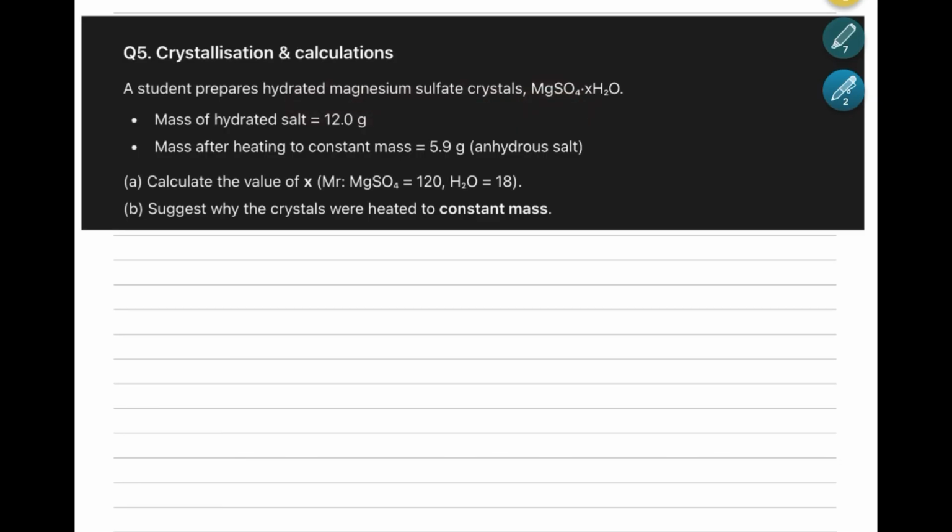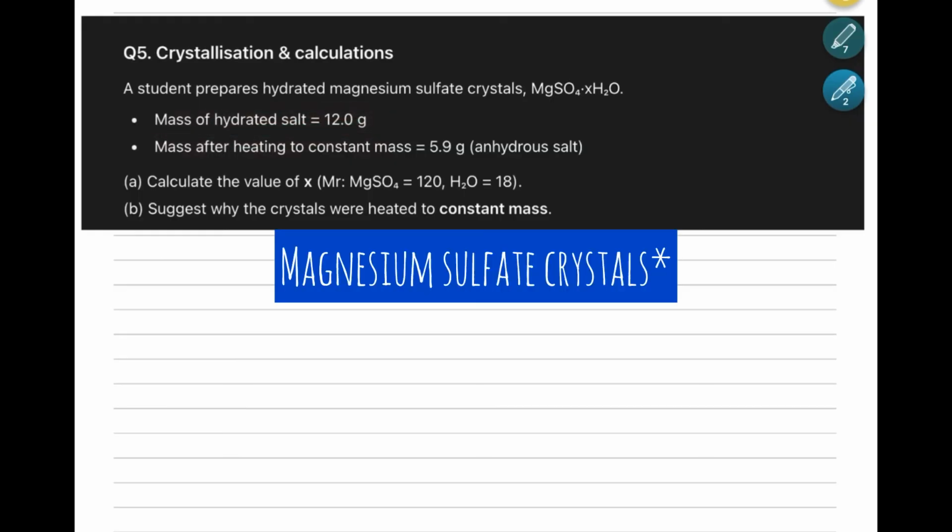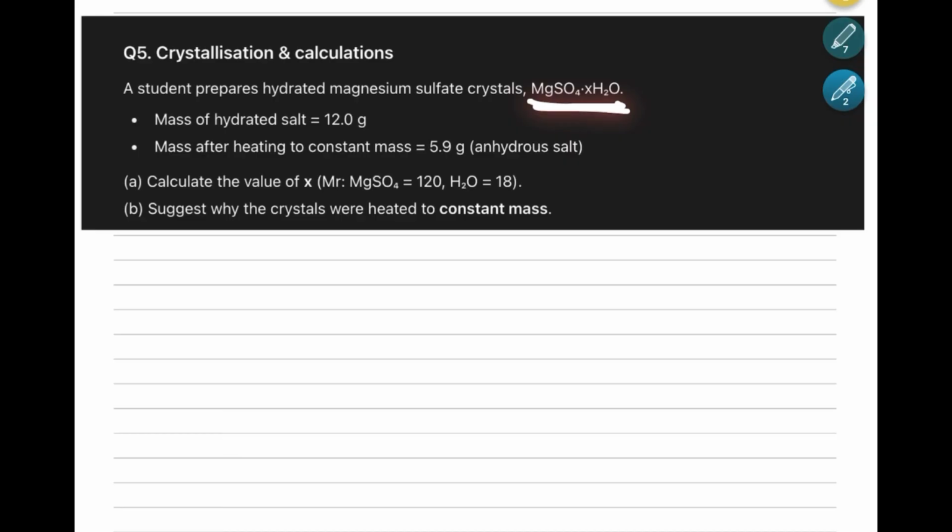What is the mass of hydrated salt? It's 12 grams. So initially, when you had magnesium sulfate crystals and you measured the mass, you got 12 grams. And then you're heating it to a constant mass. The mass after that is 5.9 grams, okay? So initially, this had 12 grams. When you heated it to a constant mass, all of the water has been separated and you have anhydrous salt, right? This one has only 5.9 grams.